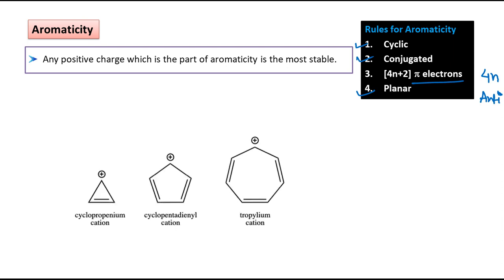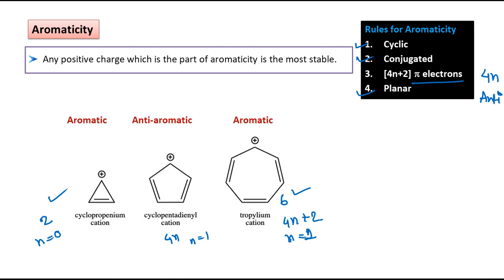Look at these three. In the first, all are basically fulfilling the three criteria, that is 1, 2 and 4. They are cyclic, conjugated, planar. But what about this third point? The third point is fulfilled only in these two cases, because their total number of pi electrons is 2. So 4n plus 2, this format is matching where n value is 0. In the second case, it is basically matching with 4n. So it is not aromatic. Here n value is 1. And the third one is again matching with 4n plus 2, where n value is 1, because a total of 6 pi electrons are present. So that is the reason number 1 and number 3 are aromatic, not the second one.